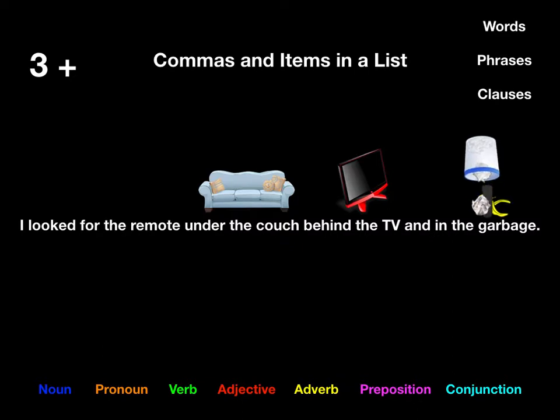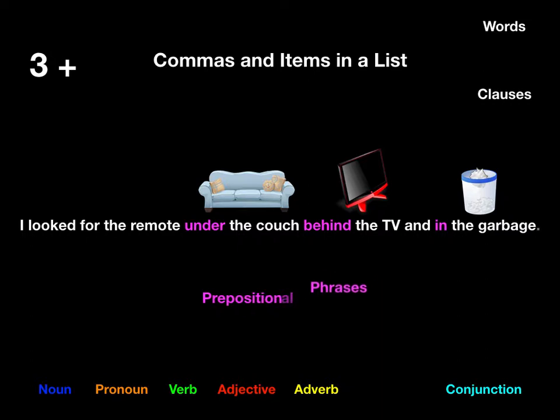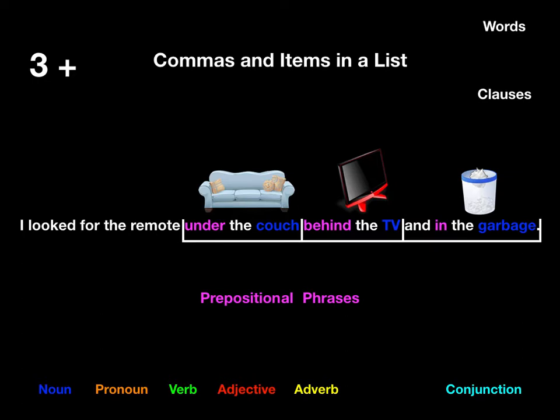Within this example, we should note that there are 3 prepositions: under, behind, and in. Prepositions indicate the beginning of a prepositional phrase. Prepositional phrases begin with a preposition and end with a noun. Therefore, within this sentence, we have 3 prepositional phrases: under the couch, behind the TV, and in the garbage.